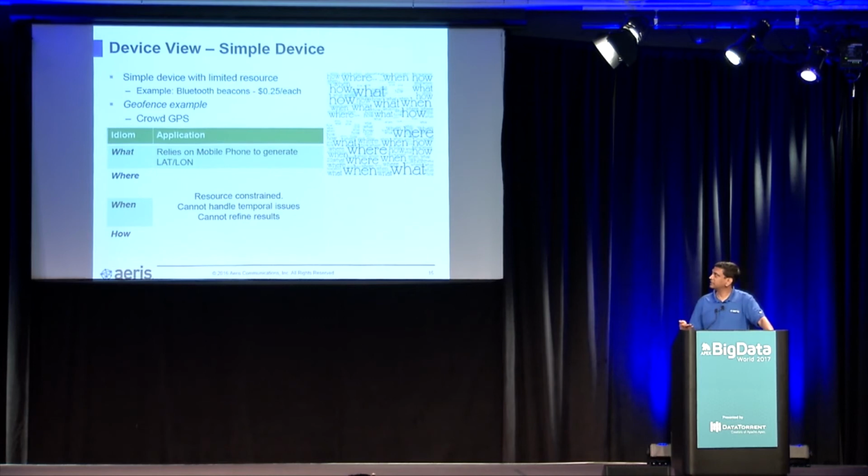So Crowd GPS is an example of that. I don't know how many of you have used the Tile kind of application, right? So you have, okay, a few people. That is where you put a Bluetooth beacon kind of sensor on whatever you're tracking. For example, people put it on a bike, and if somebody stole your bike, you can track that.